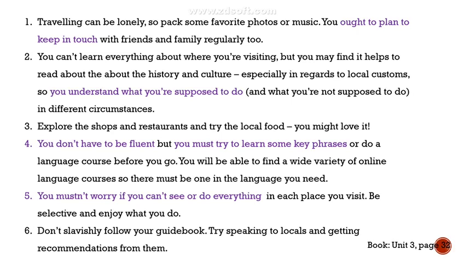You mustn't worry if you can't see or do everything. It means it's not allowed. So mustn't expresses a strong negative advice.